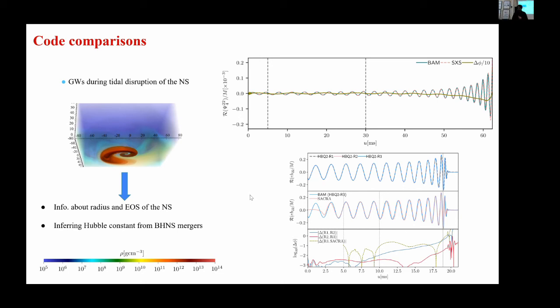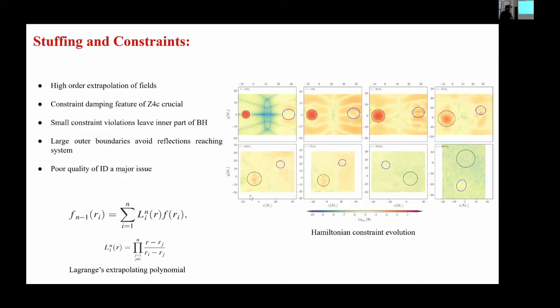So I was talking about this filling of the black hole interior and then evolving it. Here I have a plot which shows how the constraints are behaving. What we show here is the Hamiltonian constraint violation during the evolution, and whether it has effects on the system.